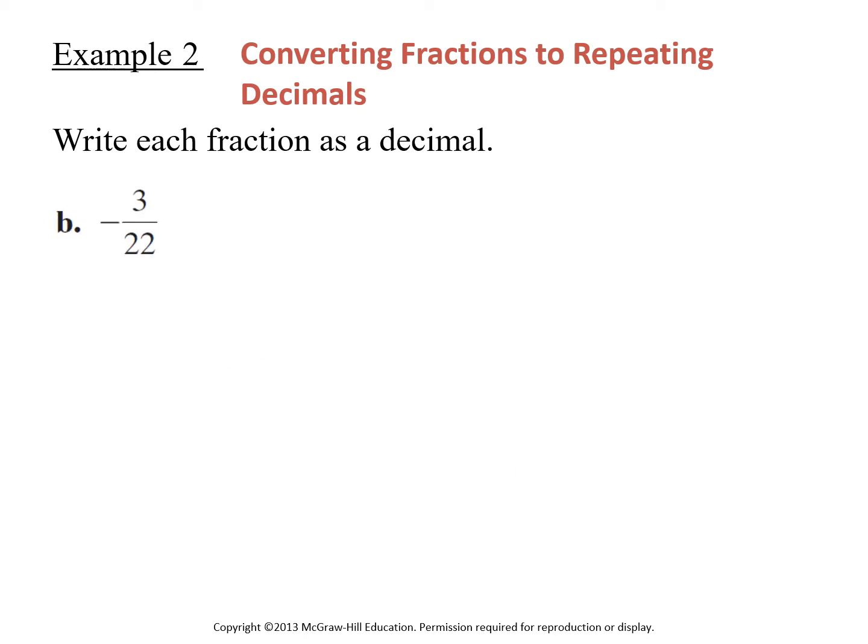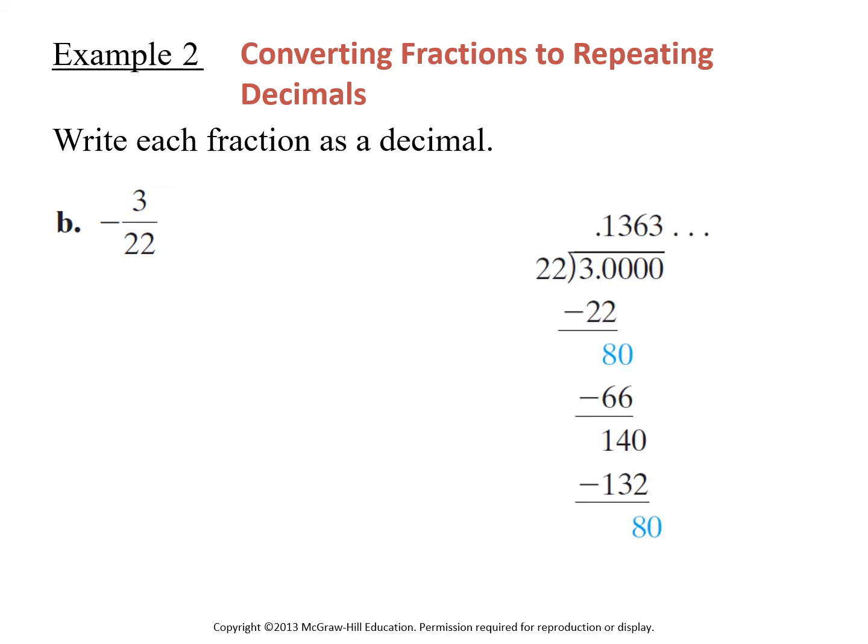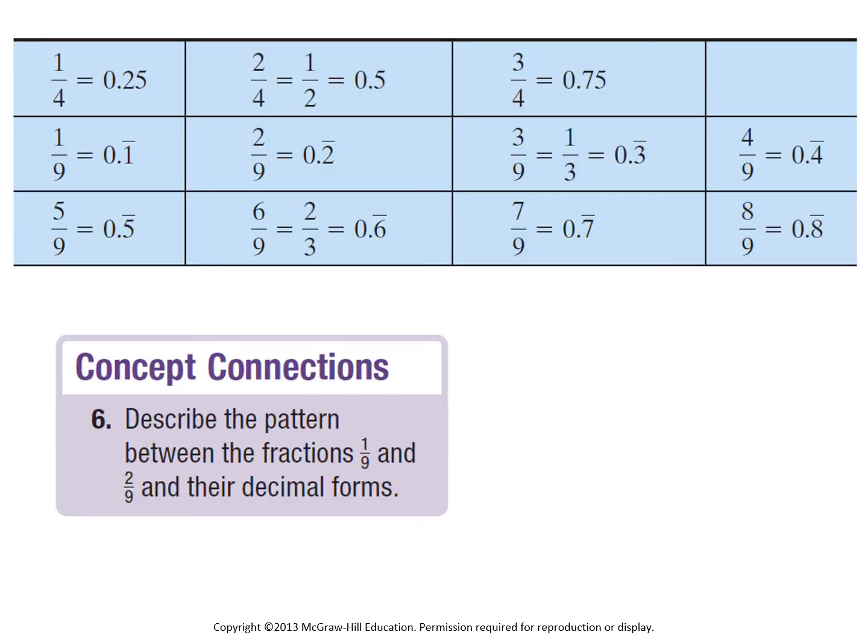I'm going to take negative 3/22, and this is also going to turn into a repeating decimal. I have 0.1363, and I recognize that it's the 36 that's going to repeat.